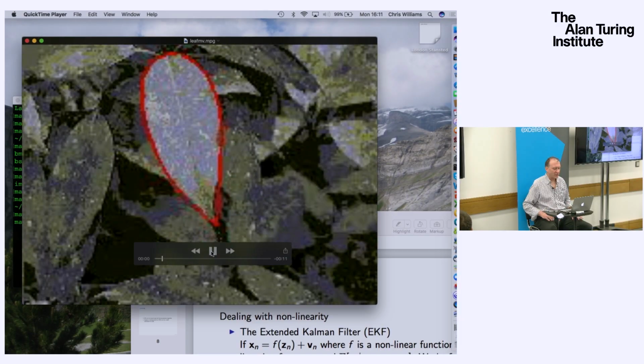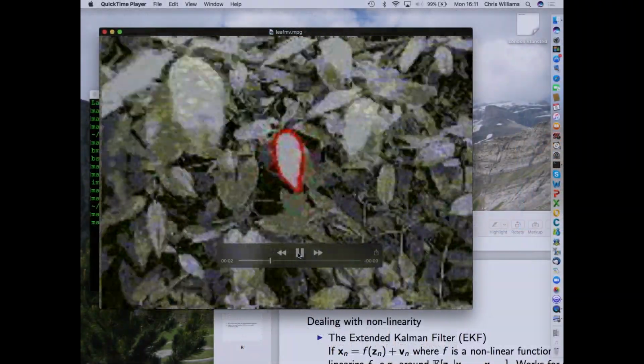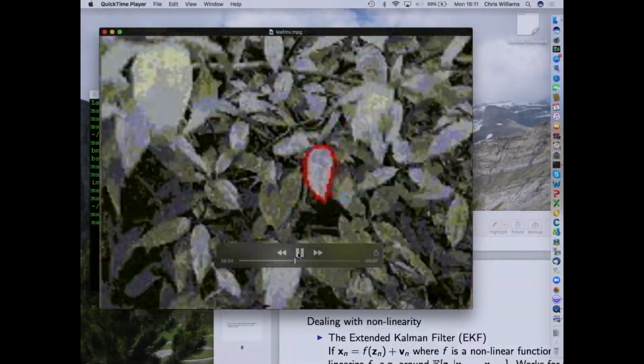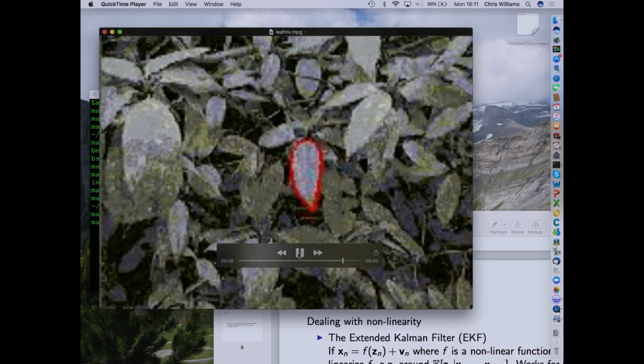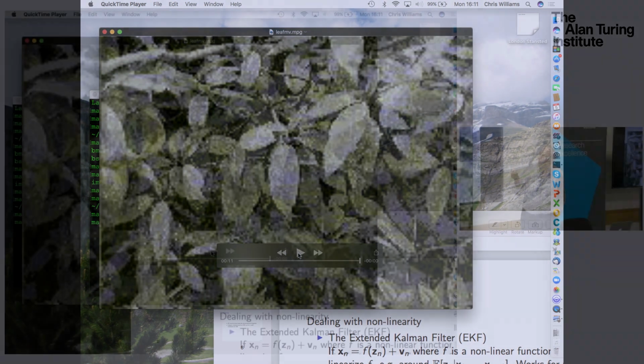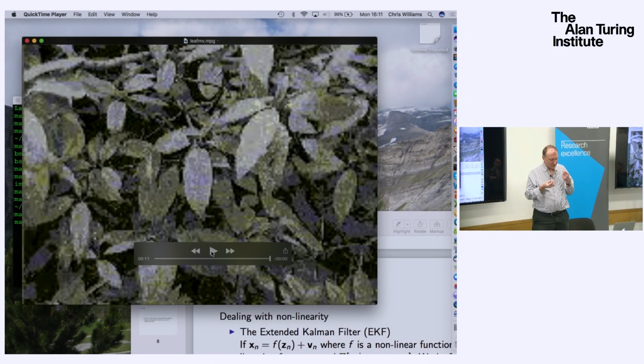So this is a very old demo, one of the first ones that Andrew Blake and his student Michael Isard did. What they were trying to do here is to track a leaf. So we can have fairly simple dynamics about maybe where this leaf is going to move over time, but the relationship between the outline of the leaf and the image is a very non-linear process.